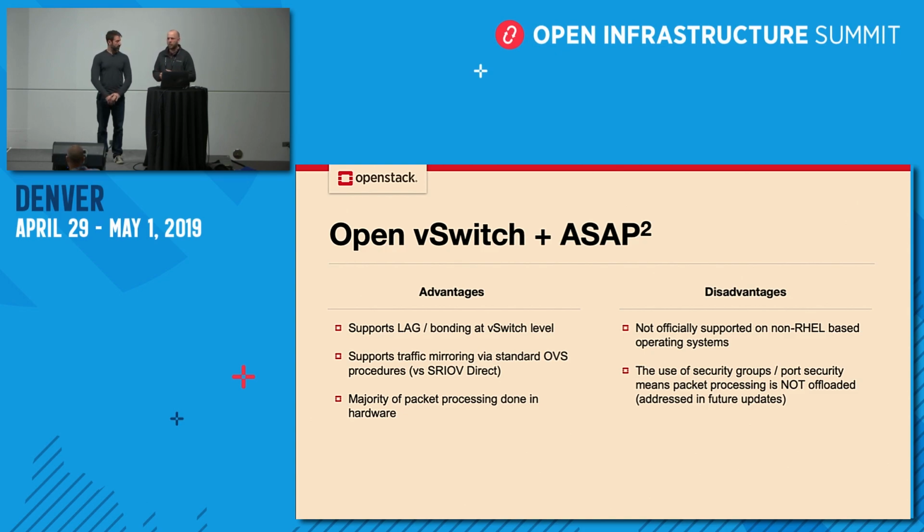Didn't really have a problem, but it may be difficult to get support in the community if you're not using a RHEL-based OS. The use of security groups and port security means that packet processing is not offloaded at all. That's something that we found: once we enabled the OVS firewall driver, hardware offloading stopped. Now, there is some work being done and may already be released in the latest driver where those flows too will be offloaded to the NIC, so we can expect better performance.